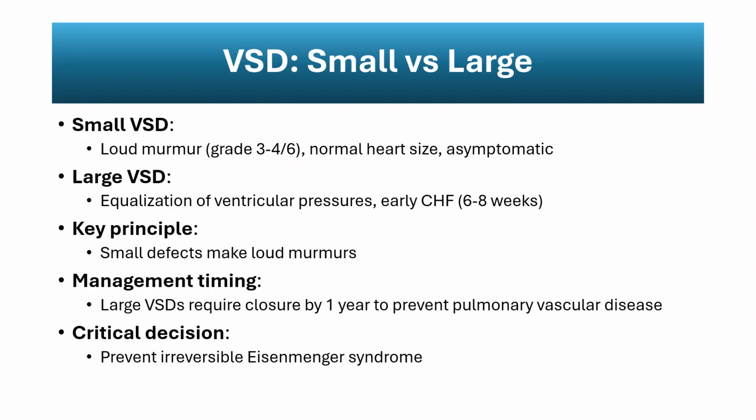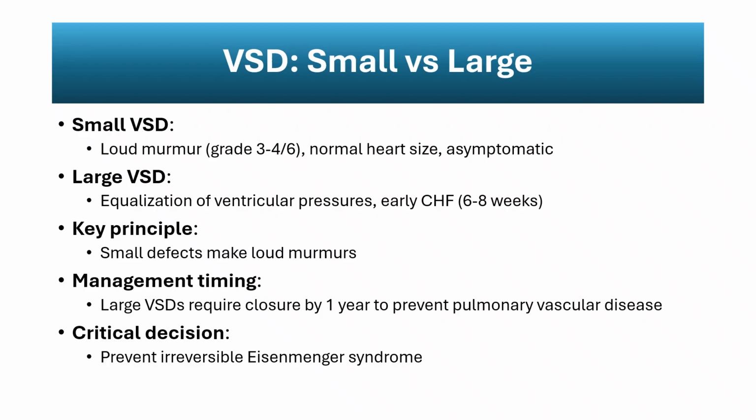A large VSD tells the opposite story. As pulmonary vascular resistance falls around 6 to 8 weeks of life, left ventricular pressure is transmitted across the septum, equalizing pressures between the ventricles. This results in significant left-to-right shunting, pulmonary overcirculation, and congestive heart failure early in infancy. The key principle is counterintuitive but high yield. Small defects make loud murmurs, and large defects may sound softer despite being more dangerous.